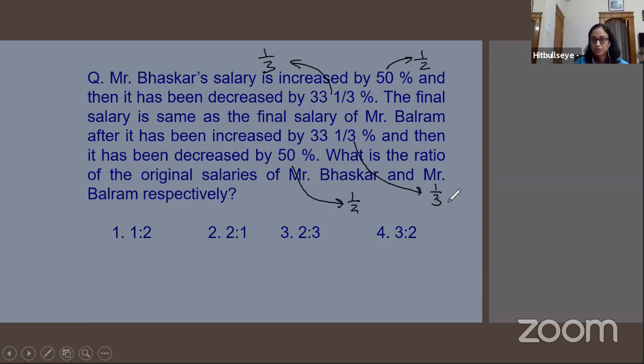All right, so Raja, that was a very quick answer from you. But be very careful about the order in which you mention the ratio. Whenever the question talks about ratio, you have to be very careful about the order. So Mr. Bhaskar has to be on the first place and Balram has to be at the second place. Right, Palak, that's correct. Okay, so everyone has given the correct answer. That was the only mistake you made, Raja. Otherwise, your answer was correct.